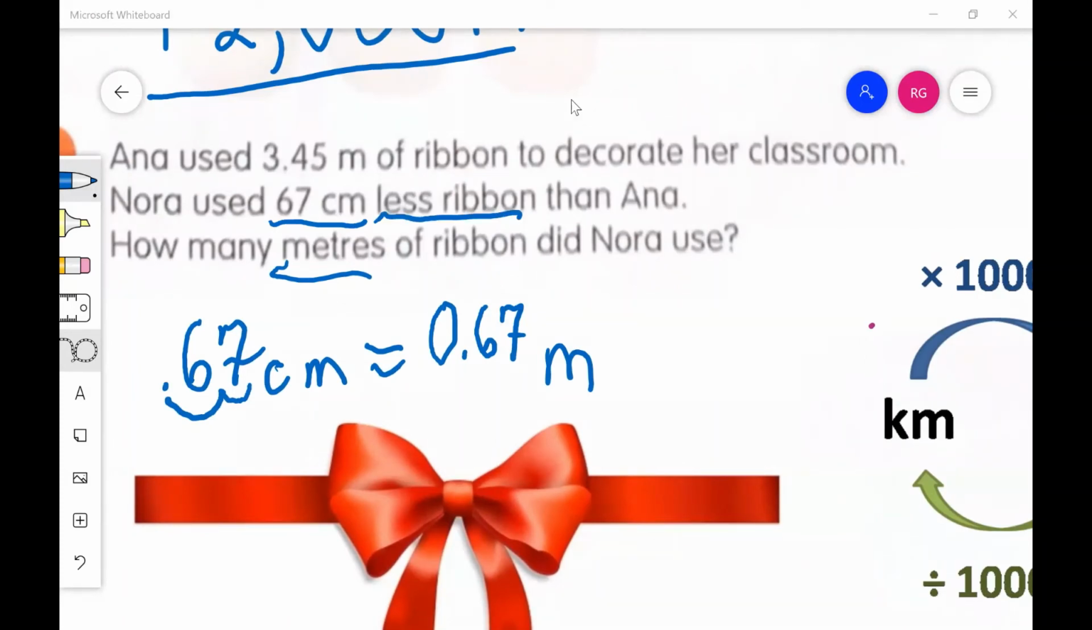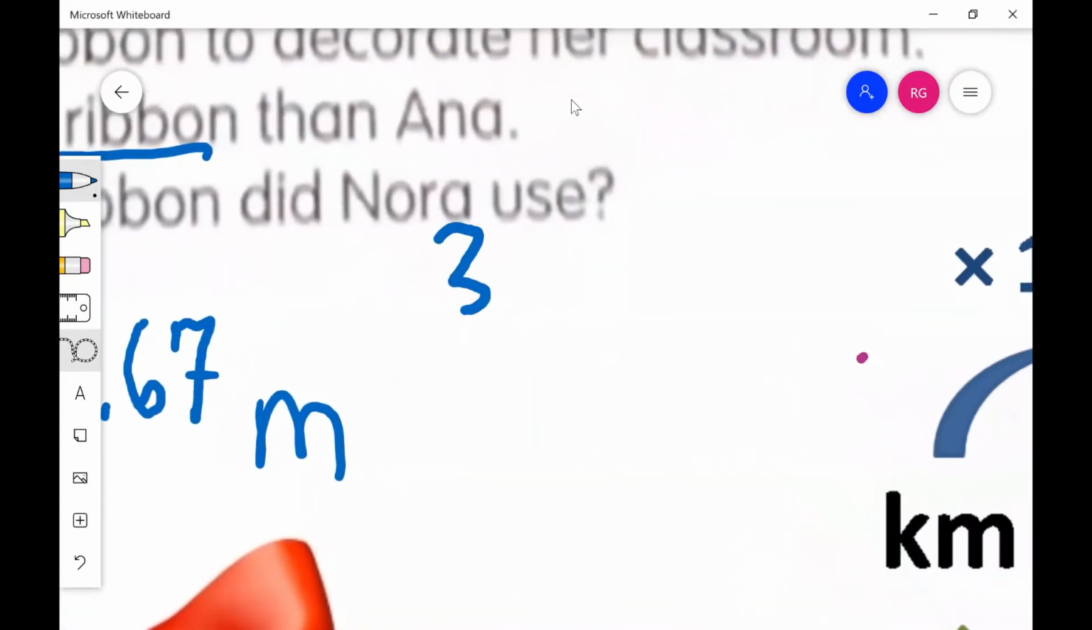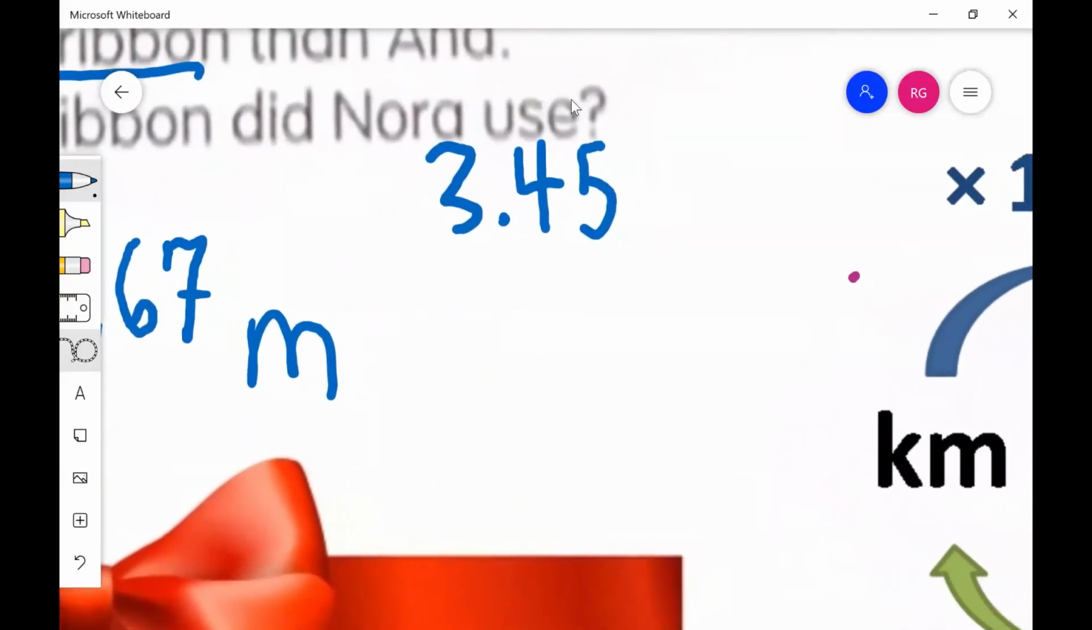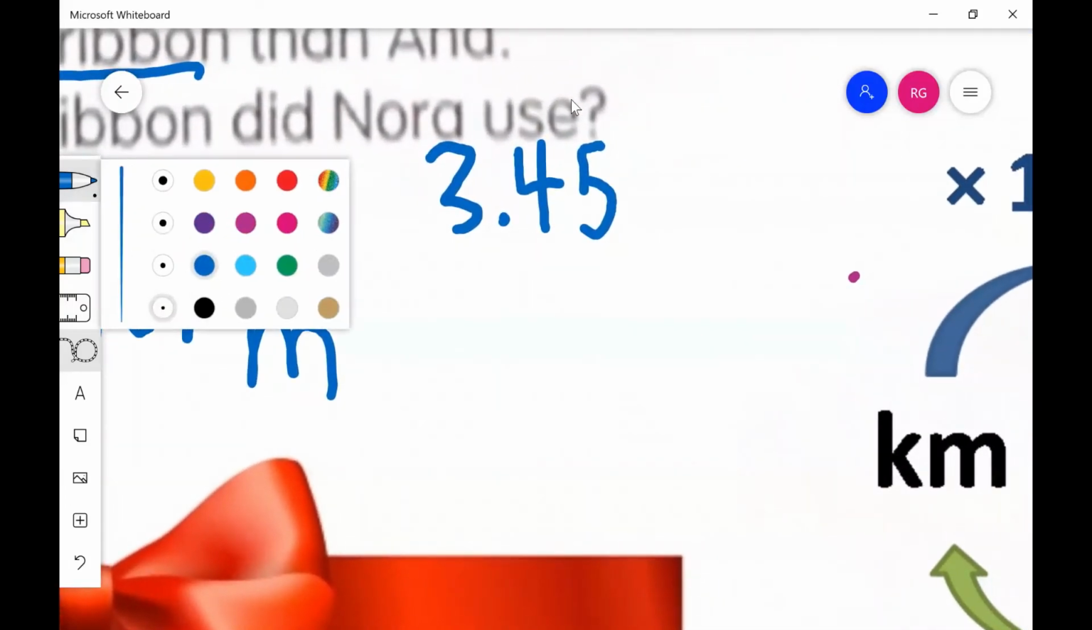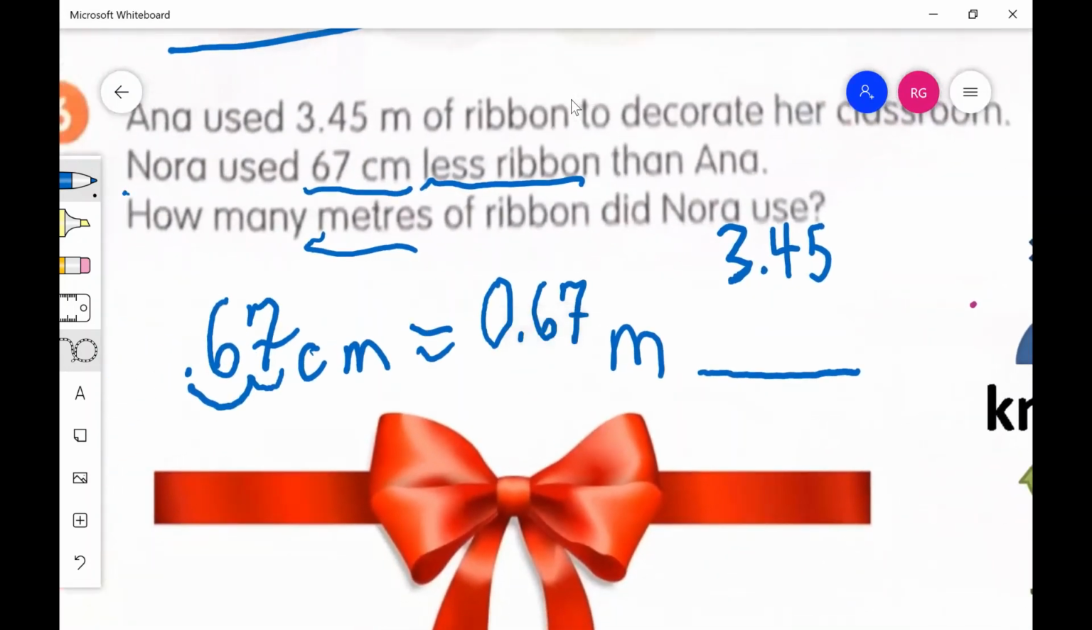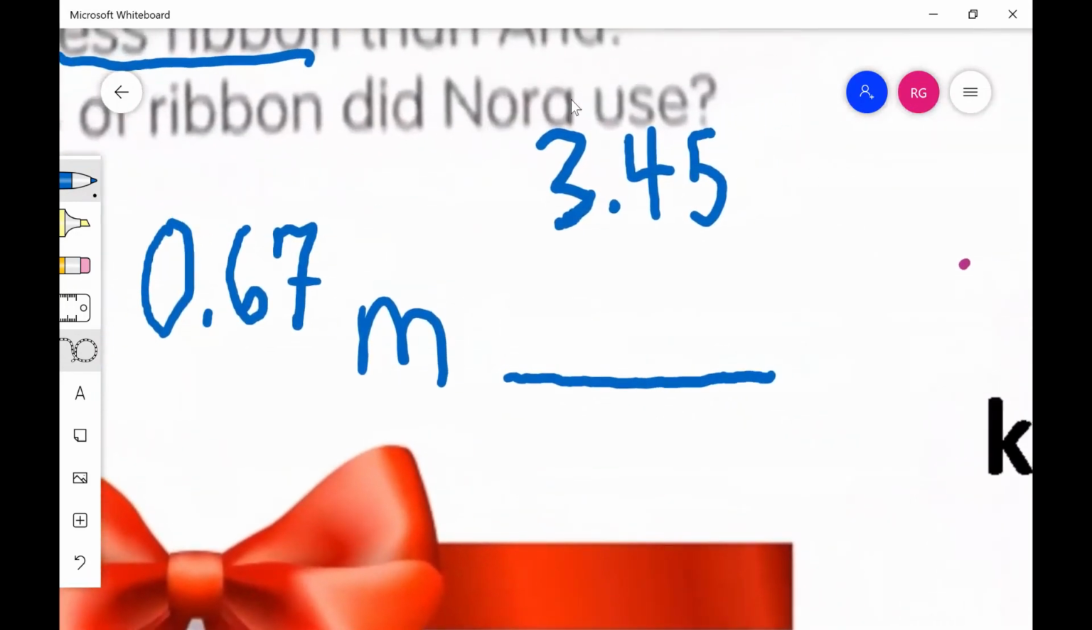Okay, so if Anna uses 3.45 meters, how many meters of ribbon does Nora use? How are we going to find her answer? What do I need to do to find Nora's amount? And the key there is Nora uses less ribbon. Yeah, subtract what? Subtract 0.67. Yes, thank you guys.